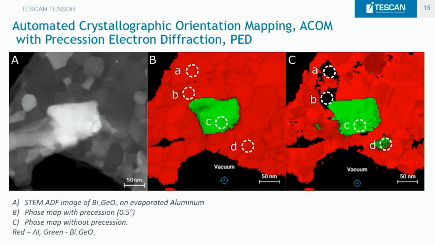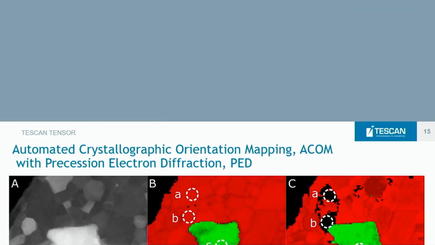And so here's just a case. If you haven't seen what precession can do for your data, here is a very simple orientation map with, I think, aluminum and BGO. And you can see there are areas that don't index properly or index incorrectly. So that's kind of the quick tour of why we do precession.